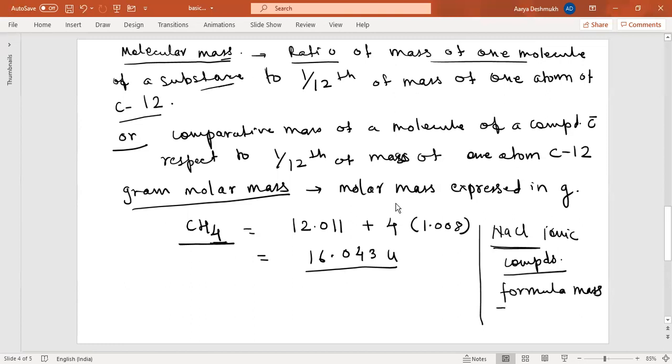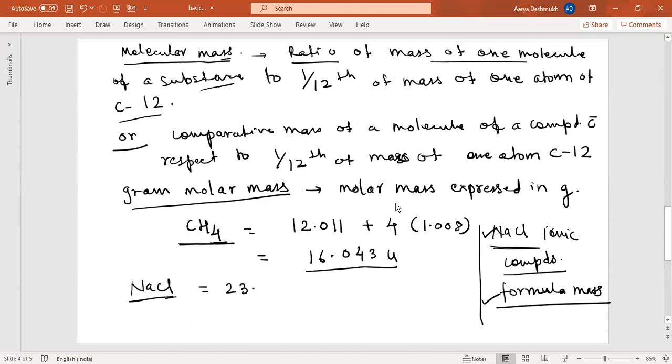Okay. So what is the difference between this? It is nothing but the same. But instead of this, if you use the word formula mass, it is to be related with the ionic compounds. So the formula mass is calculated instead of molecular mass. So for this formula mass of sodium chloride, you can easily calculate. Just add up the atomic masses of the elements which are present here, sodium and chlorine.